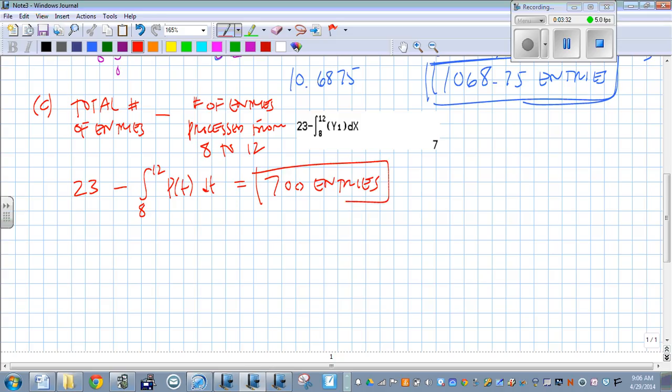All right, by midnight, they haven't finished all the 2,300. They've only gotten through 1,600. They have 700 entries left over.